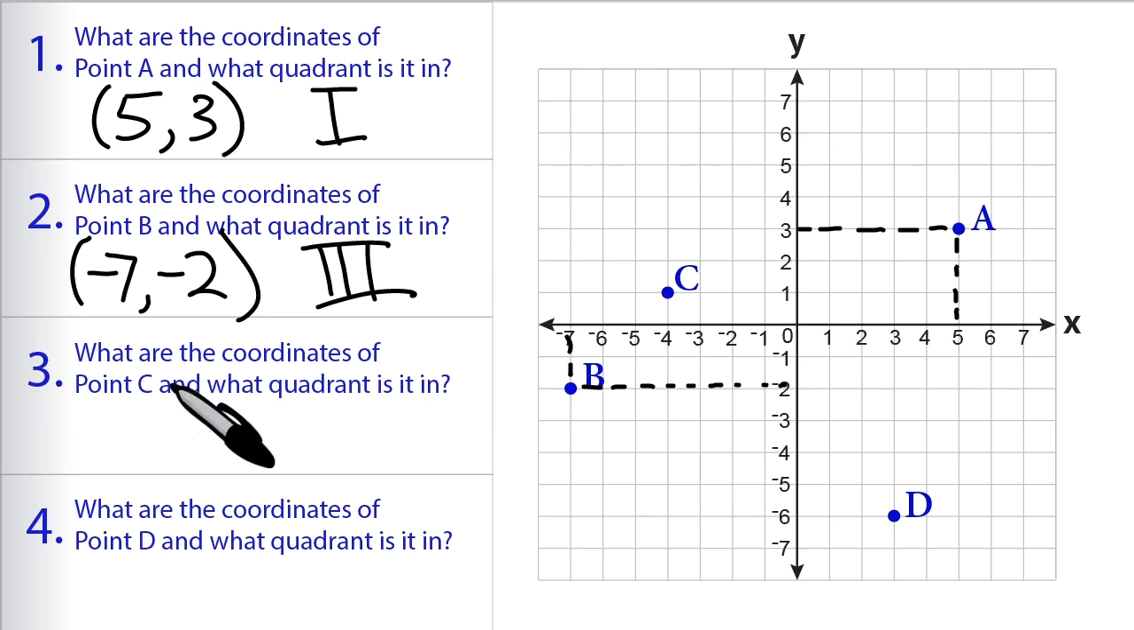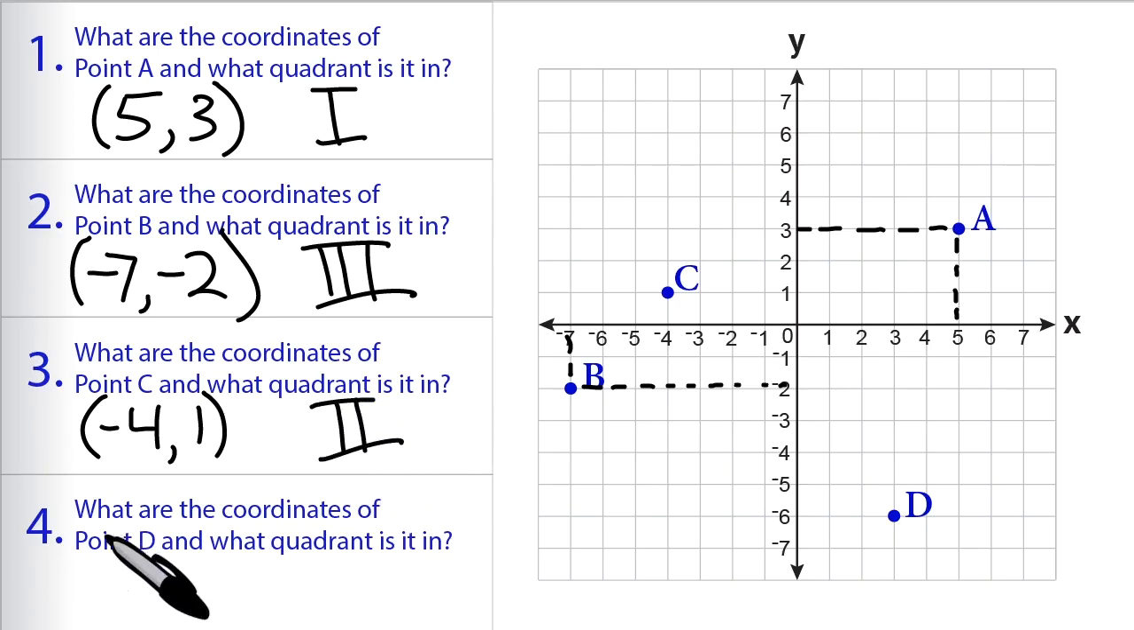Problem 3 is what are the coordinates of point C and what quadrant is it in? So here's point C, and we need to find where it is on the x-axis and the y-axis. Don't really need to draw in a line there to see that it lines up with the -4 on the x-axis. -4. Then on the y-axis, see it lines up with 1. You don't actually have to draw in the dotted lines if you don't want. So we have -4, 1, and the quadrant it's in is quadrant 2.